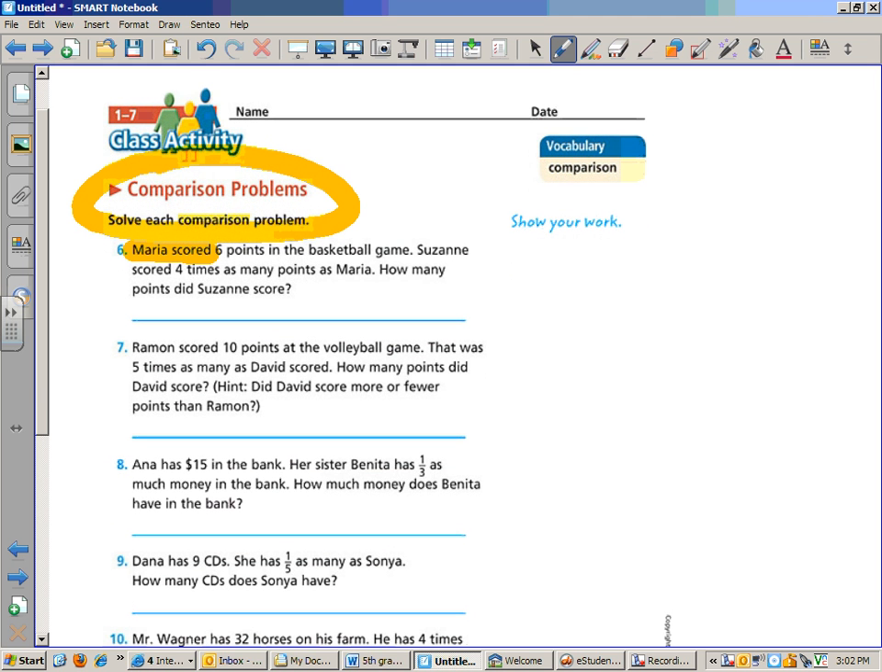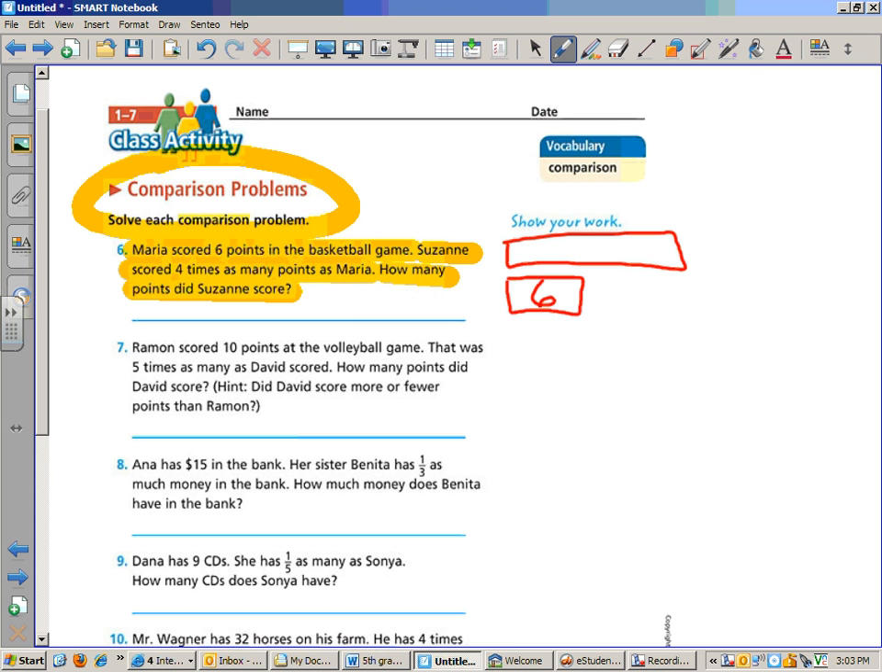So Maria scored 6 points in the basketball game. Suzanne scored 4 times as many points as Maria. How many points did Suzanne score? All right, so when we do comparison bars, you can just make one bigger than the other. Maria scored 6 points, and Suzanne scored 4 times as many of those points. You could kind of think of it like this.